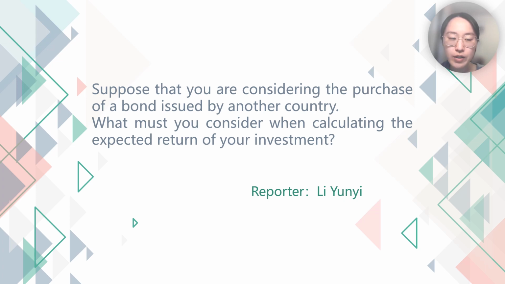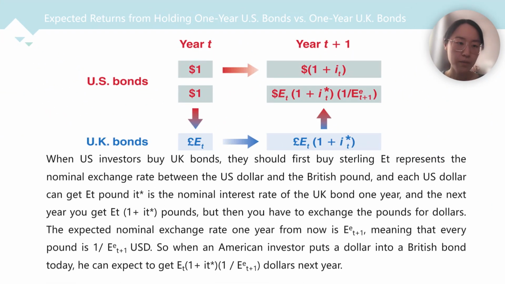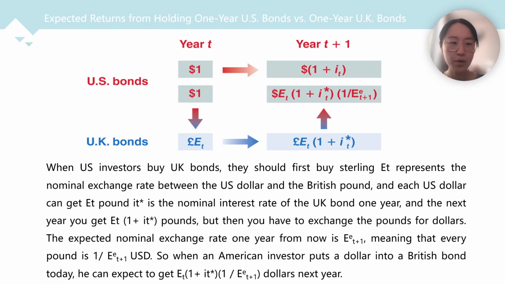The question for today's discussion is: suppose that you are considering the purchase of a bond issued by another country. What must you consider when calculating the expected return of your investment? Let's take the example of the expected return from holding 1-year US bonds versus 1-year UK bonds.